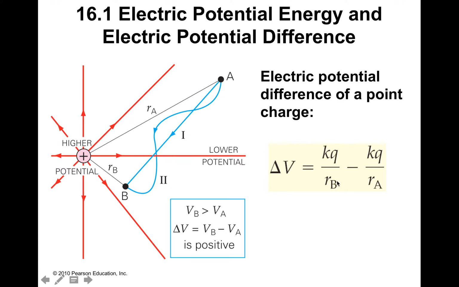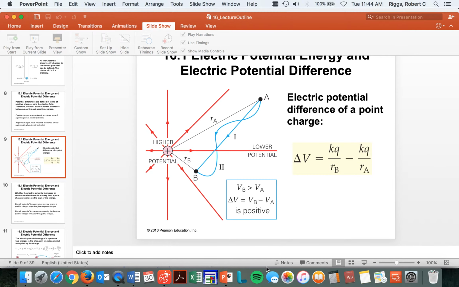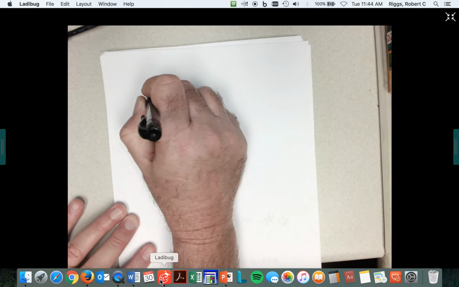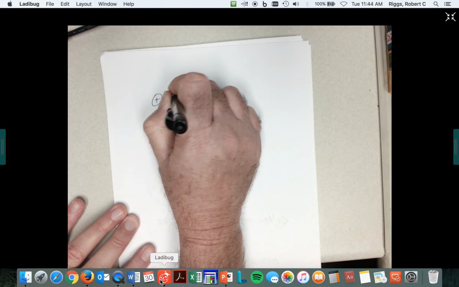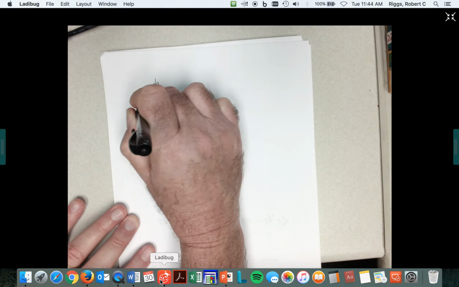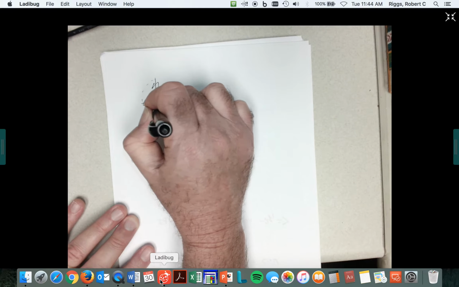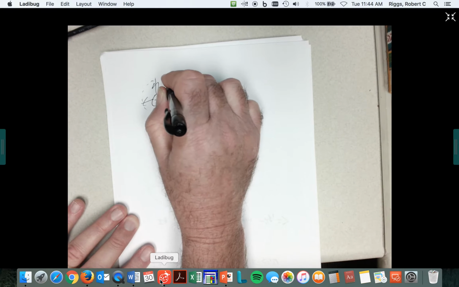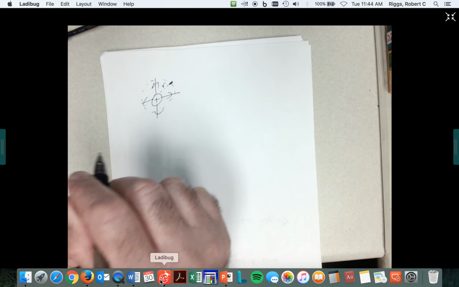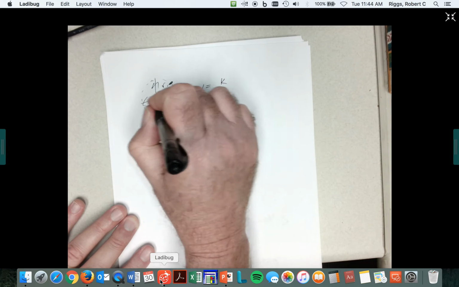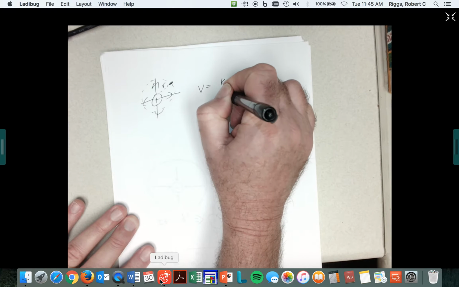Now, why is it kq over r? Well, let's take a quick look. If I have a point charge again, and I come out here, remember we've got electric potential lines going all the way across. If I come out this distance r, then V at that point is equal to k, whatever that charge is, q, divided by r.